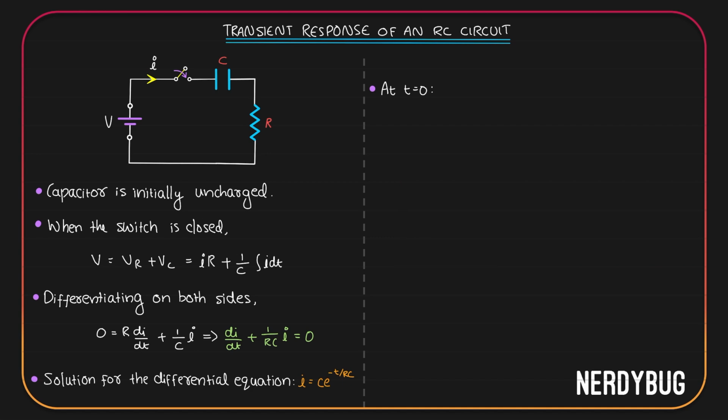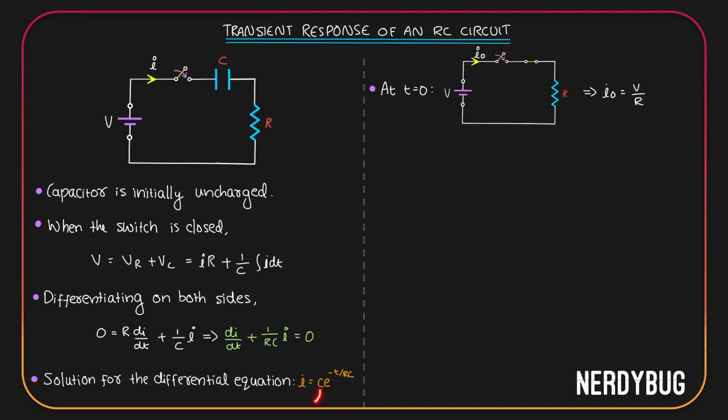Then the circuit will look like this. I have taken the current flowing through the circuit at t equal to 0, I naught. From this circuit, we can easily write the expression for I naught. I naught is V divided by R. So we get at t equal to 0, current is I naught and it is equal to V by R. But we have an expression for current. It is C e raised to minus t by RC.